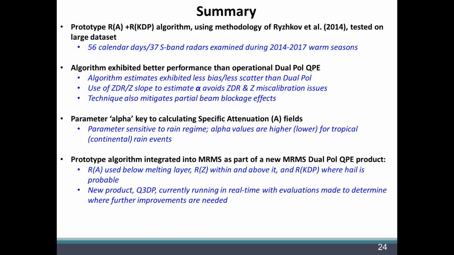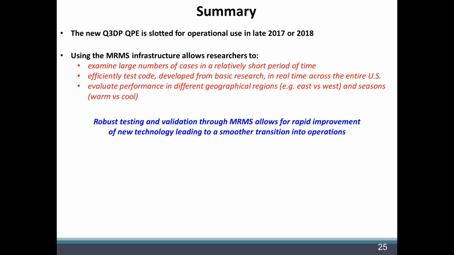The prototype algorithm has been integrated into MRMS as part of a new MRMS dual pole QPE product. And the new product, Q3 dual pole, is currently running in real time with evaluations made to determine where further improvements are needed. We've already made improvements along the way. That's helped us over some of the challenges we've seen, and we'll get to the challenge we're currently looking through now. So we hope the new QPE will be slotted for operational use in late 2017 or 2018.